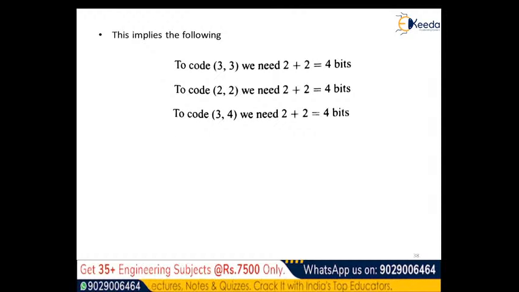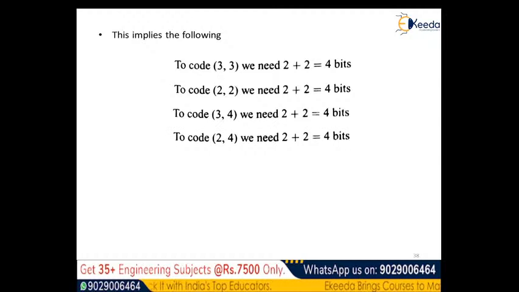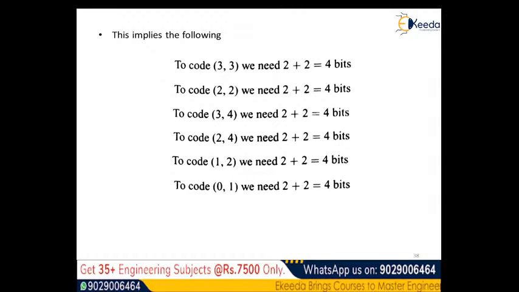For coding 3, 4 we again need 2 plus 2 is equal to 4 bits. For coding 2, 4 we need 2 plus 2 is equal to 4 bits. For coding 1, 2 we need 2 plus 2 is equal to 4 bits. And lastly for coding 0, 1 we need 2 plus 2 is equal to 4 bits here. So in total we require 24 bits here.